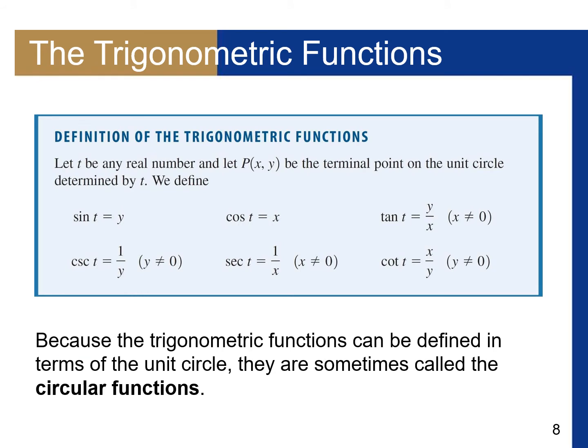So here we go. We have the sine value is the y value. The cosine value is the x value. So therefore, the tangent would be y over x because that's sine over cosine. Cosecant would be 1 over y. Secant would be 1 over x. And cotangent would be the reciprocal of y over x, and it's x over y.